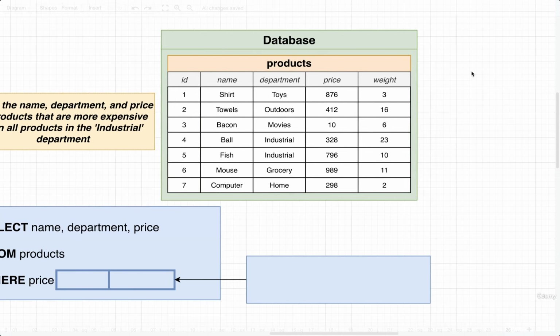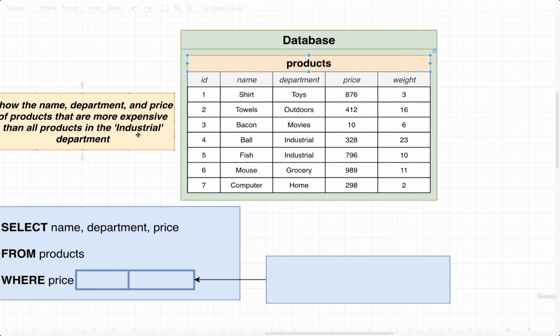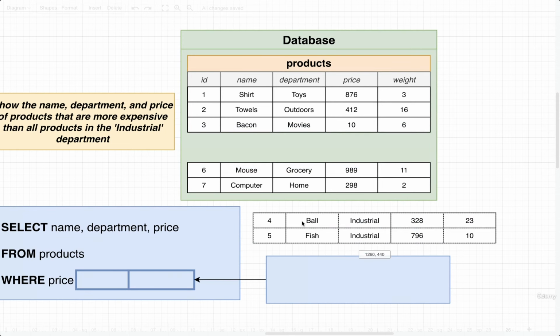Let's first get started by walking through a solution with this little sample data set right here. So we would first want to find all the products in the industrial department. It looks like that's just 4 and 5 right here. They are both inside of industrial. So I'm going to pull those two out, like so. We're then going to go through all the remaining rows and make sure that they have a price that is greater than the price of 328 and 796.